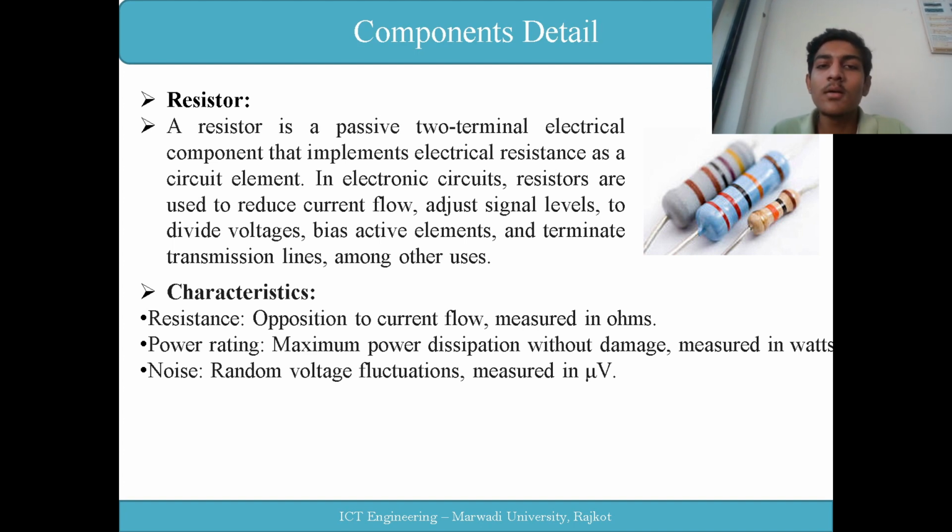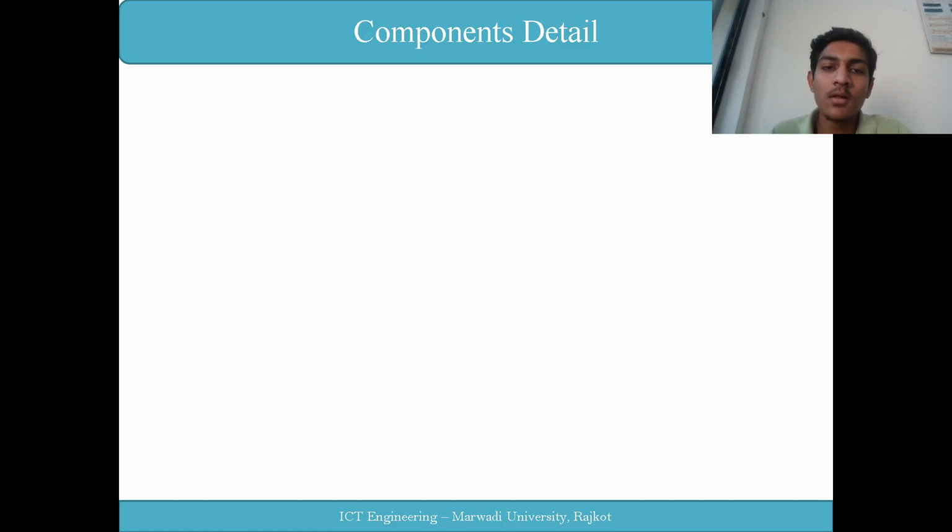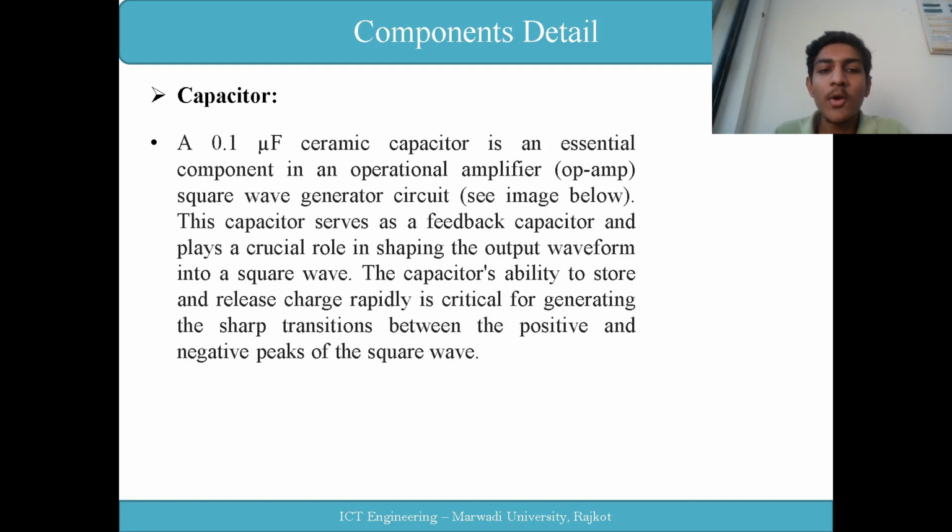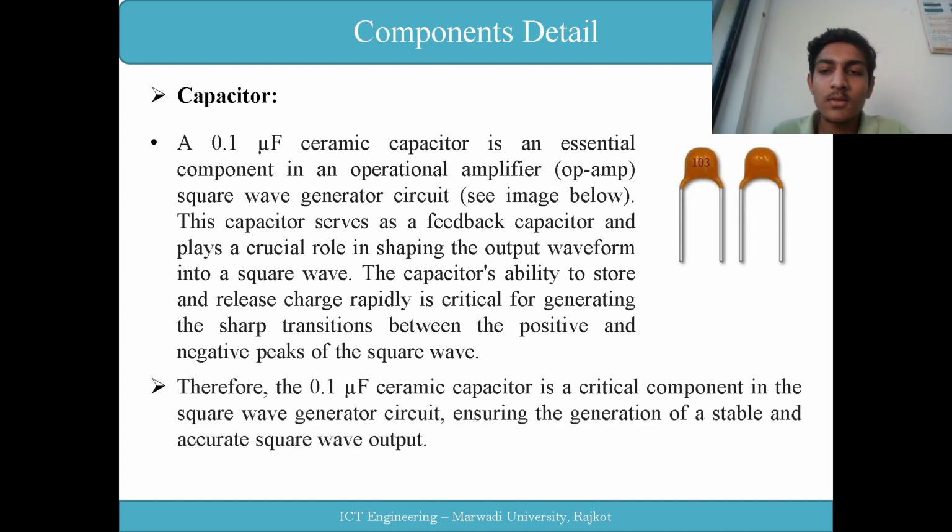Now we can move to our capacitor. We use a 0.1 microfarad ceramic capacitor. There are more types of capacitor, electrolytic and ceramic, but in our circuit we use a ceramic capacitor between pin number 2 and ground. At the input, the waveform of the op-amp IC is saturated, meaning it is stable, not fluctuating.